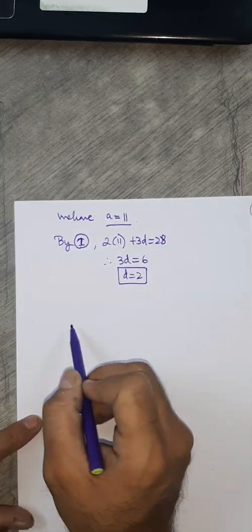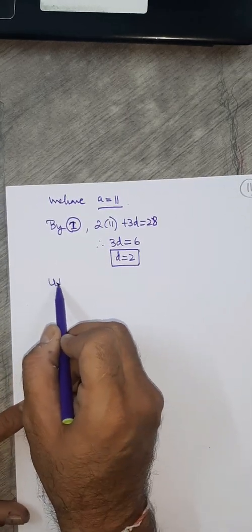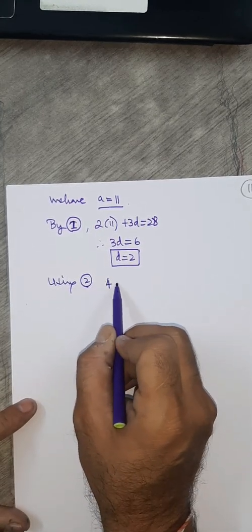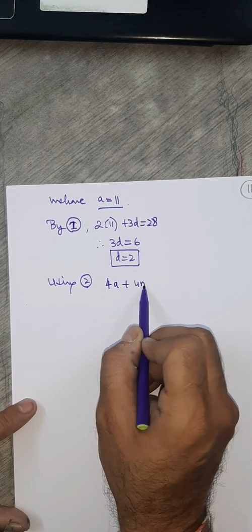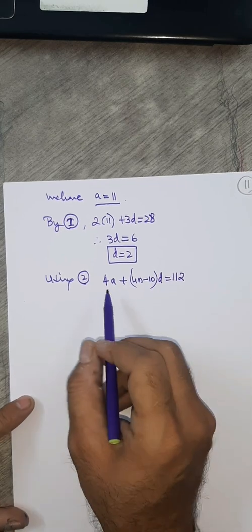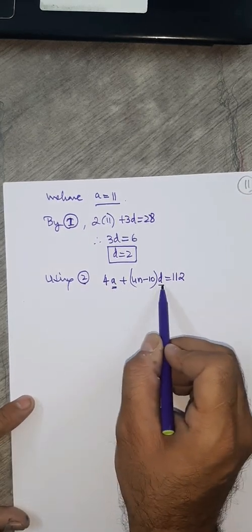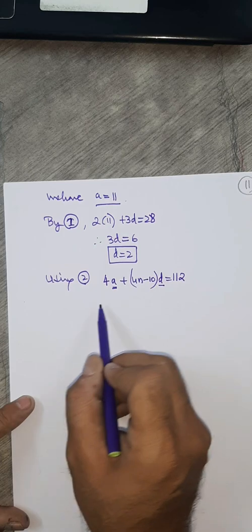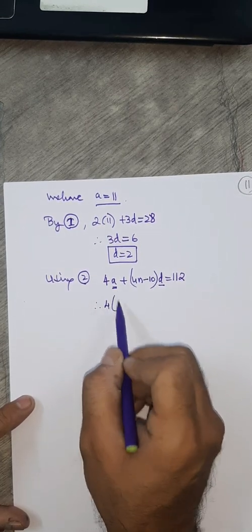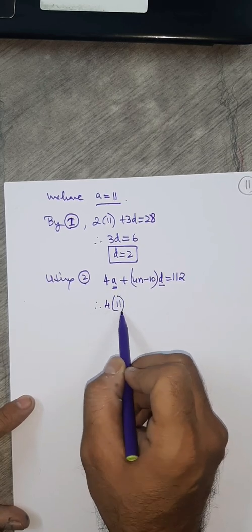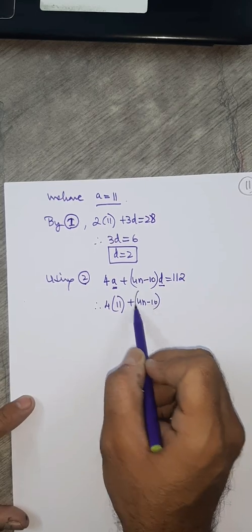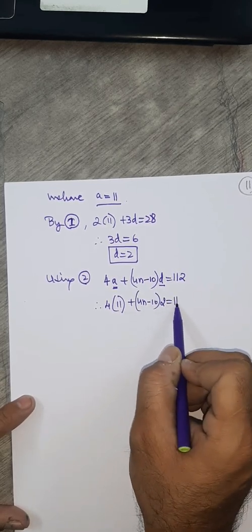We got d now. So using the second equation, which is 4a plus 4n minus 10 into d equals to 112, let's put a and d both here. So you will get the value of n. That's what you are asked, the number of terms. So 4 into a, that's 11 here, plus 4n minus 10 into d, which is 2 now, equals to 112.